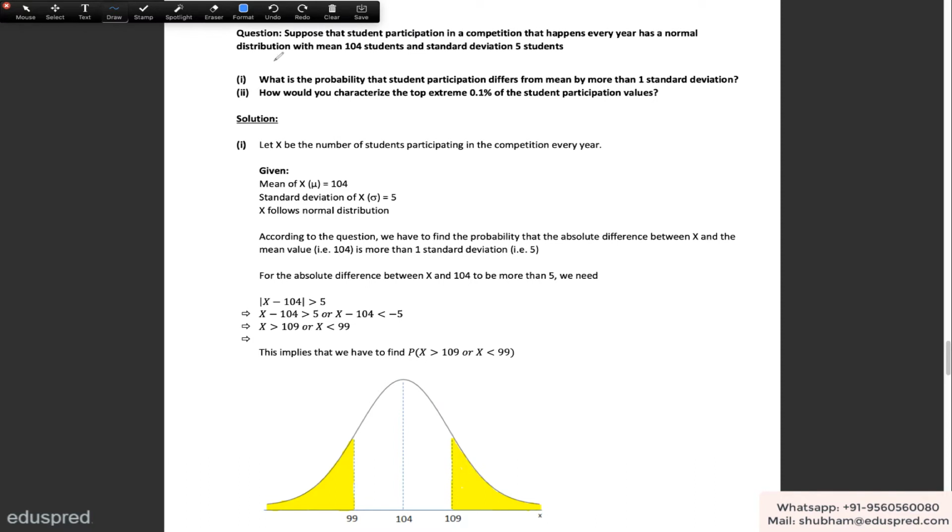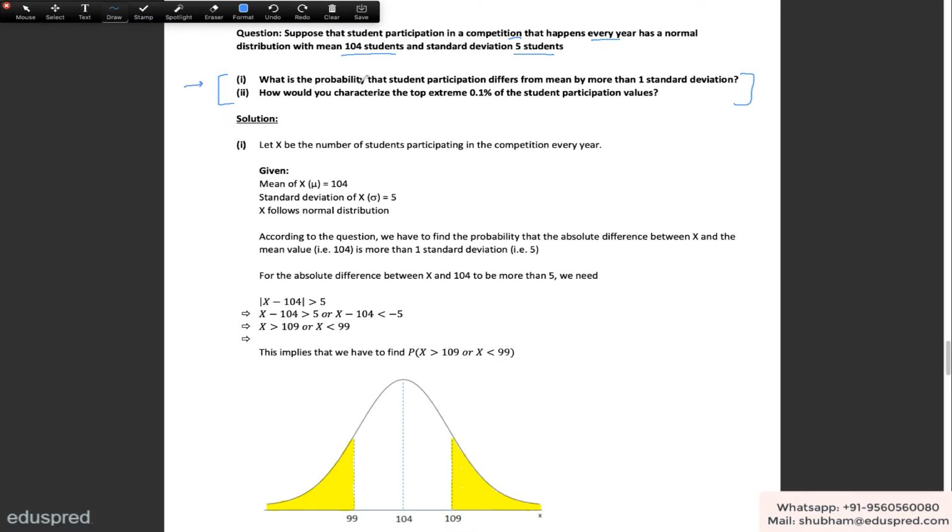In this video, I'm going to solve this question. Suppose that student participation in a competition that happens every year has a normal distribution with mean 104 students and standard deviation 5 students. And these are the two parts that we have to solve. Okay, let's take a look at the first part.